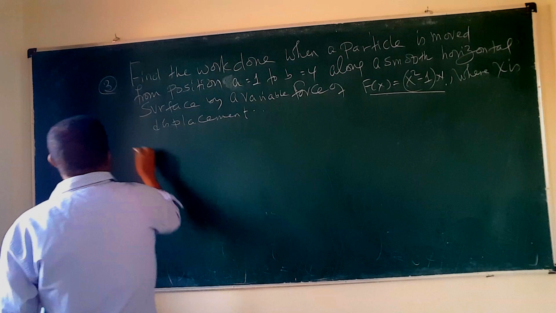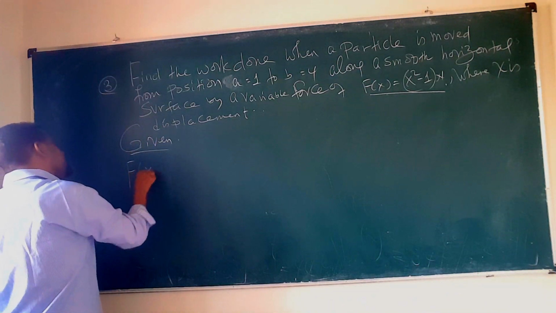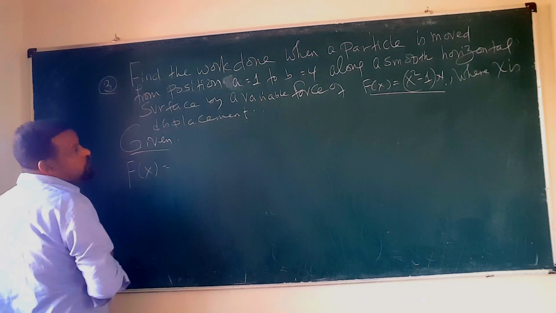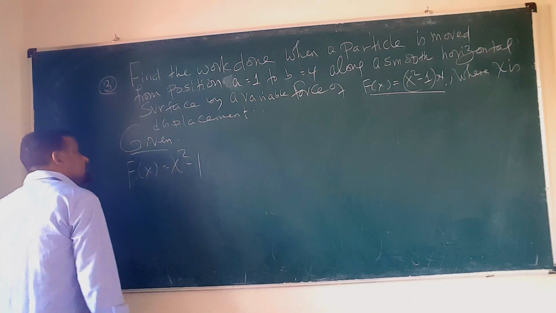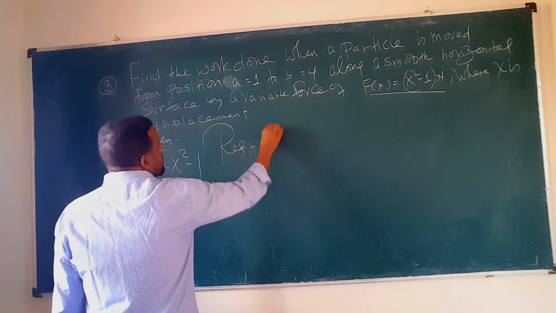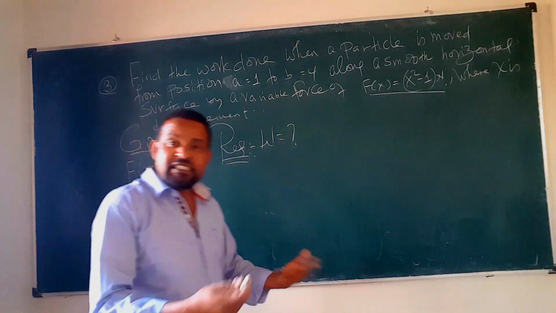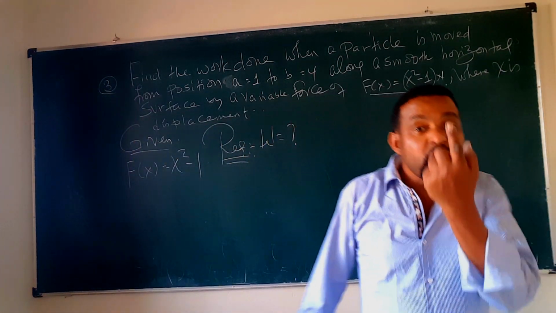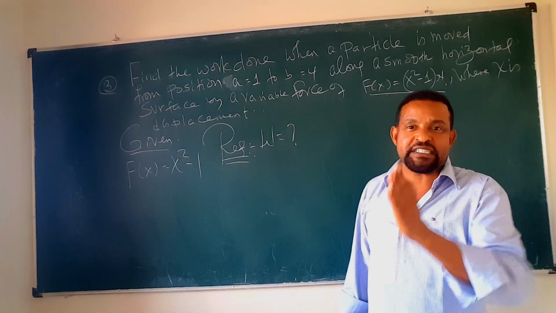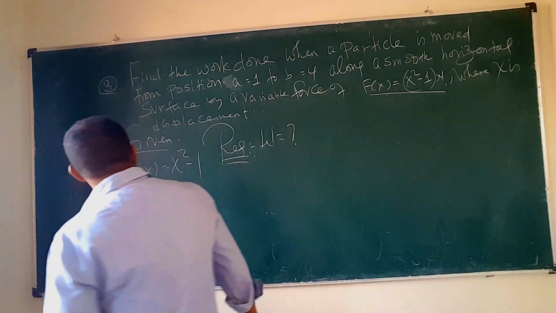So what is given is a variable force as a function of x, x squared minus 1. What's required is the work done, of course. You know that work done is force times distance, provided that the force is a constant force. But now the force is a variable force.